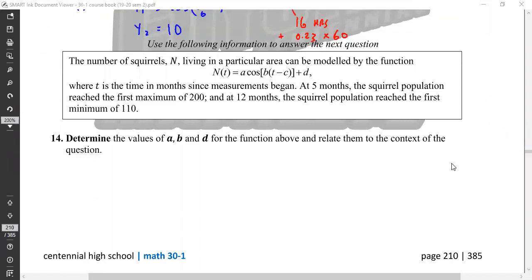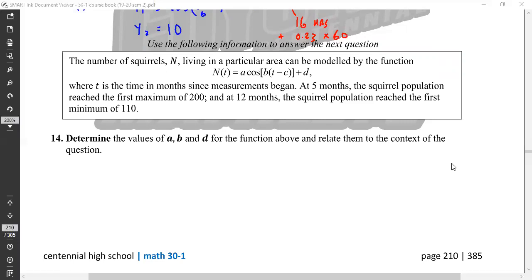Number 14. The number of squirrels living in a particular area can be modeled by the function n of t is equal to a cos(b(t minus c)) plus d. T is your time in months since measurement begins. At 5 months, it reaches a population of first maximum of 200. At 12 months, it has your first minimum of 110. Determine the values of a, b, and d for the function above and relate them to the context of the question. So we're not looking for c, but we are looking for what a, b, and d end up being.